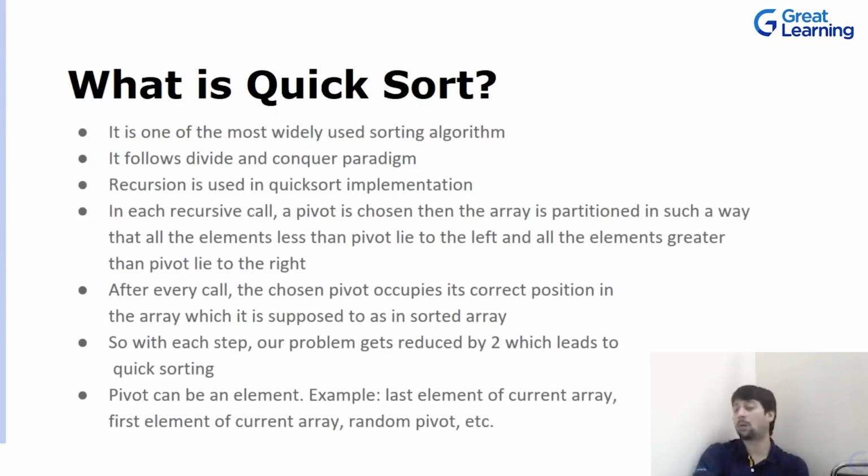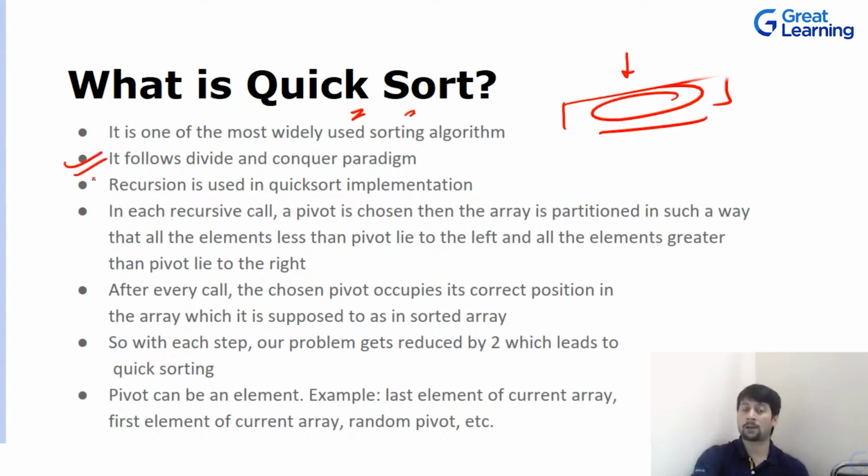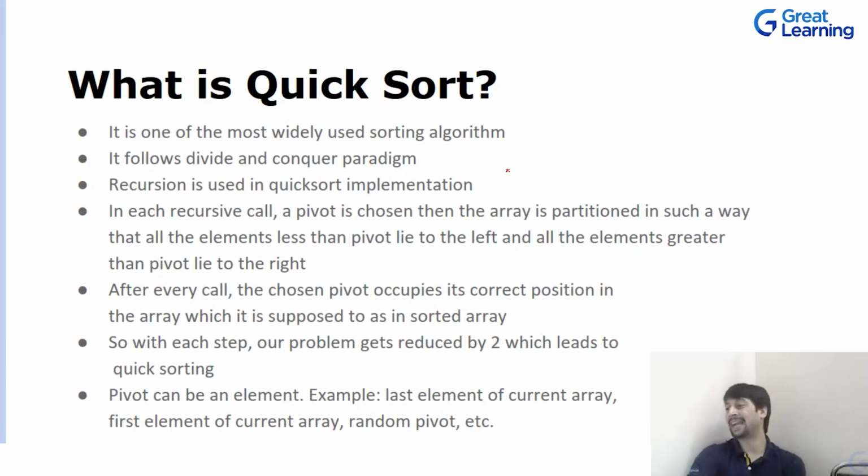How quicksort works, and how it follows the paradigm of divide and conquer. Again, it is a sorting algorithm. That means you have an array and you're trying to sort this array. That's it. Now one of the most commonly used algorithms is this quicksort algorithm. Why? Because it follows a divide and conquer paradigm, which is efficient as compared to our traditional sorting algorithms, like bubble sort, selection sort, or insertion sort. So this is the time complexity.